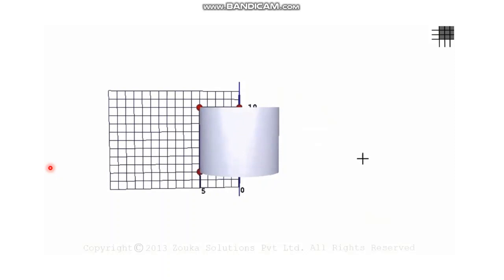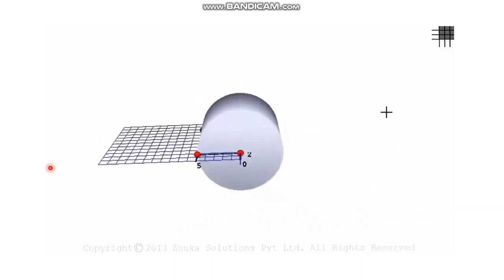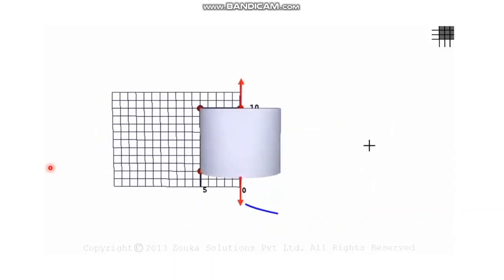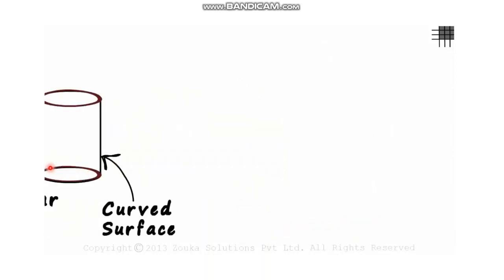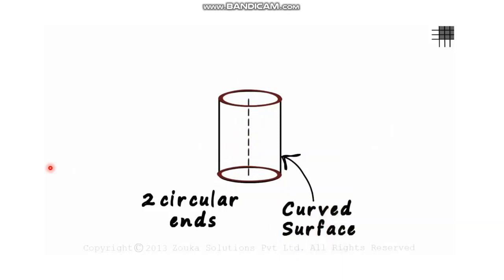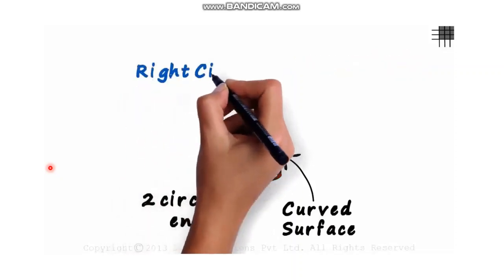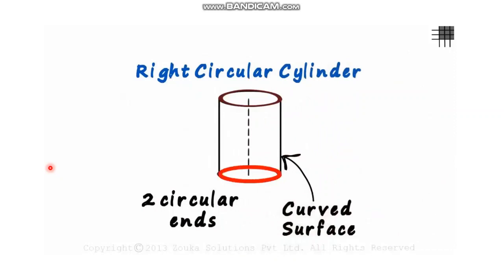This is the cylinder end at the bottom. If you look closely, you will see that the axis is perpendicular to both circular ends. Let's get back to our figure. This is the axis we are talking about. It is perpendicular to both circular ends. This is called a right circular cylinder, as its axis is perpendicular to the ground.